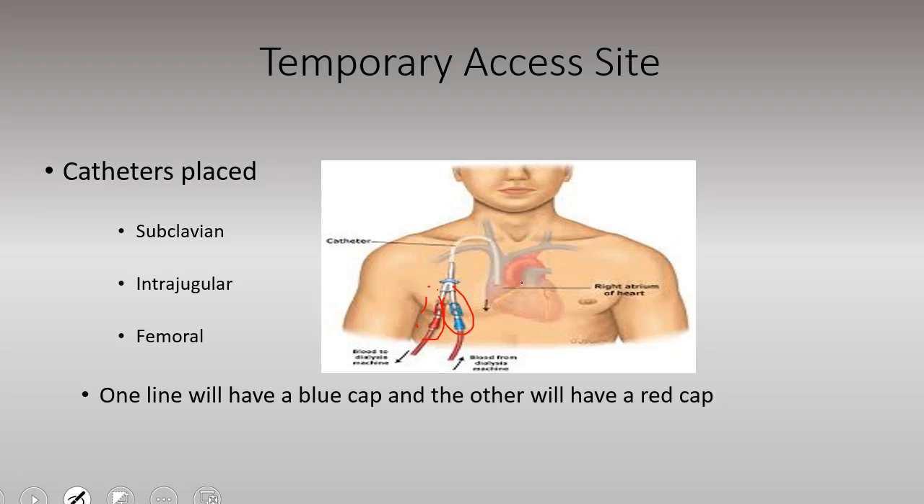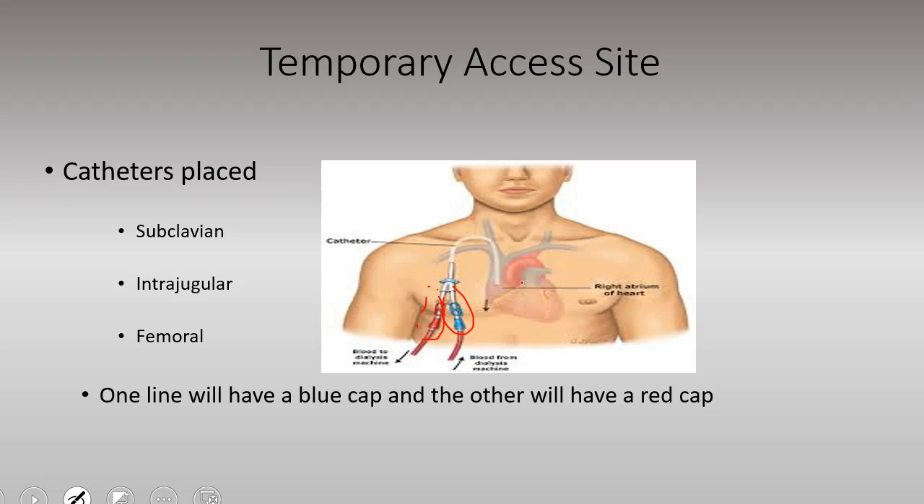Now, temporary access sites are for people who still have some renal function, and they're hoping they may be able to fix it, whether by medications or other means, to get the kidney to function back to normal.